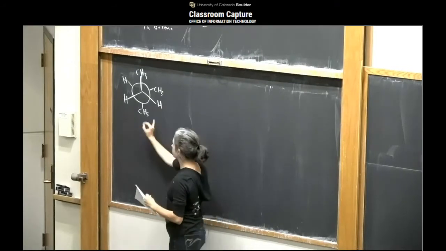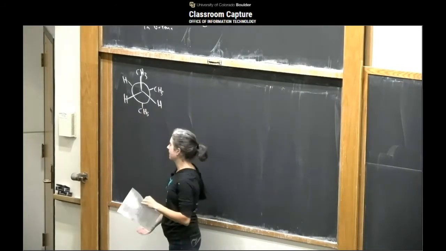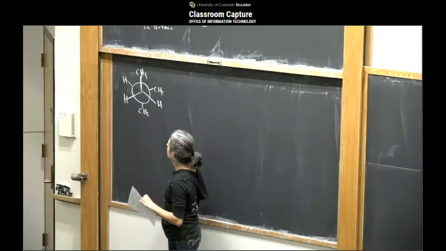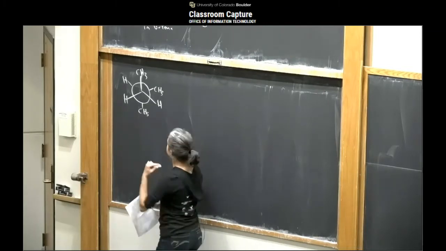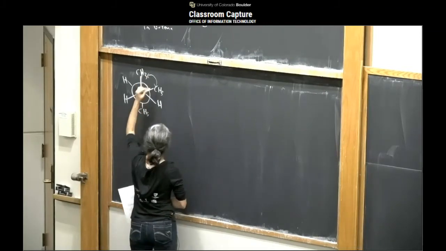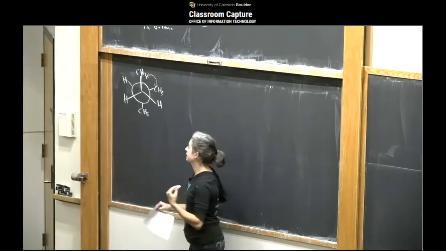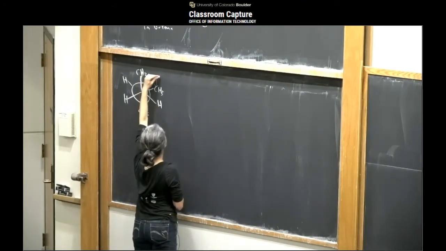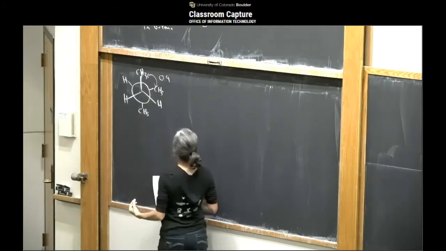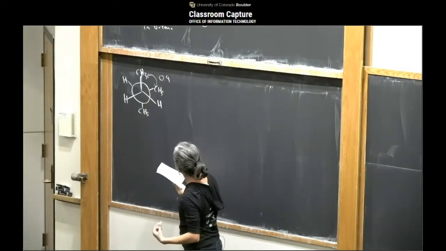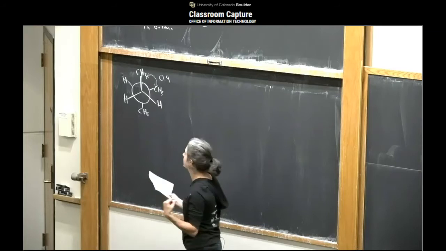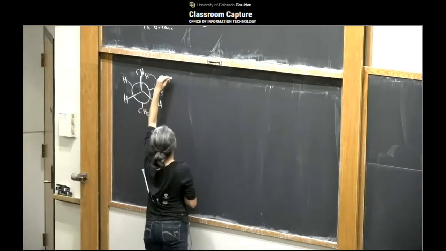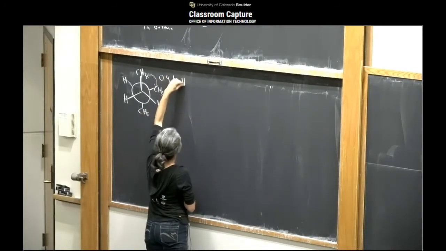But if we're looking at this, we've got no eclipsing interactions, nothing is eclipsing anything else. But we do have one gauche interaction, this one here. Those methyls are a little bit closer to each other than they would like to be. So this one is costing us 0.9. Quick check, there's no other gauche that has two methyls next to each other, so the energy of this thing overall is 0.9 kcals per mole.